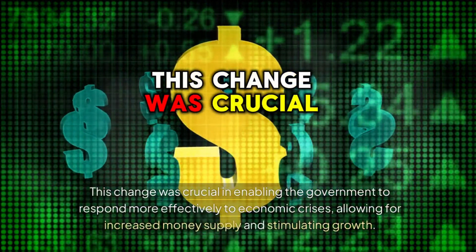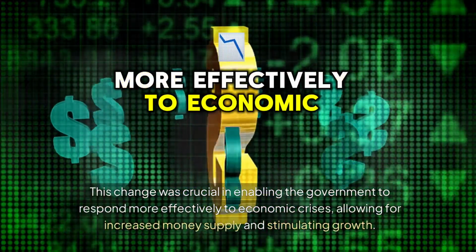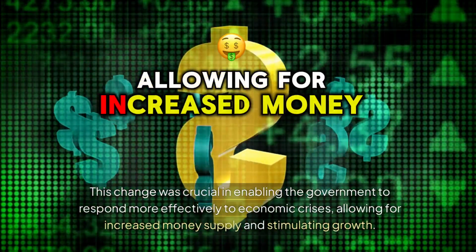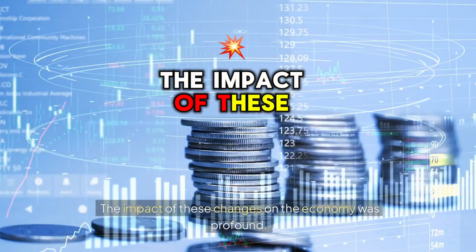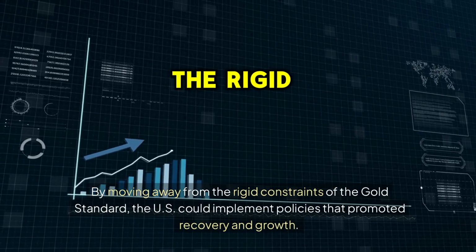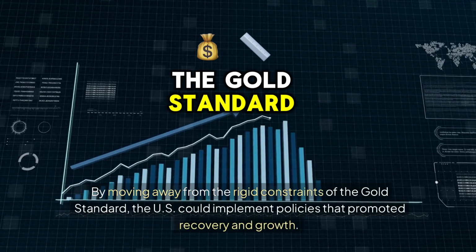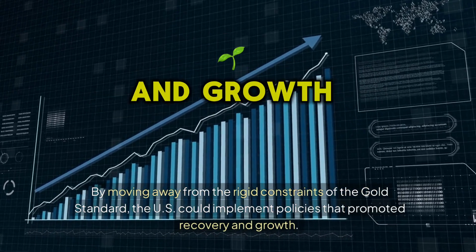This change was crucial in enabling the government to respond more effectively to economic crises, allowing for increased money supply and stimulating growth. The impact of these changes on the economy was profound. By moving away from the rigid constraints of the gold standard, the U.S. could implement policies that promoted recovery and growth.